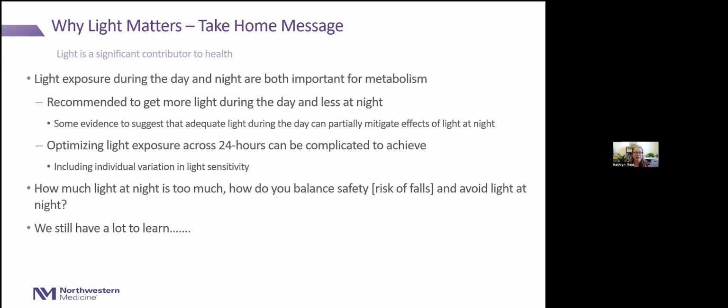And so I think one thing that we do know is that we still have a lot to learn about the effects of light on metabolism, both during the day and the night. And I hope Dr. Harmson's talk will give us some greater insight into that as well.